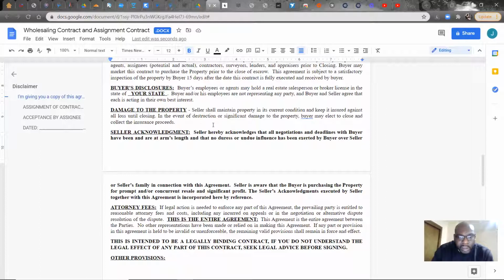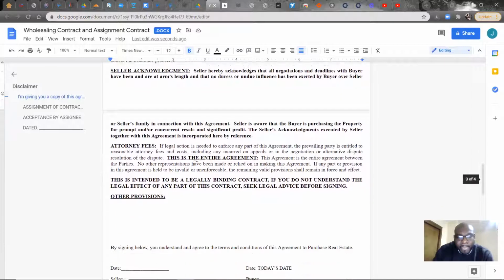Damage to the property. Seller shall maintain property in its current condition and keep insured against all loss until closing. In the event of destruction or significant damage of the property, buyer may elect to close and collect the insurance proceeds. That means that once this contract is signed, if anything happens to the property and there's insurance that's coming through, the seller has to give you that money.